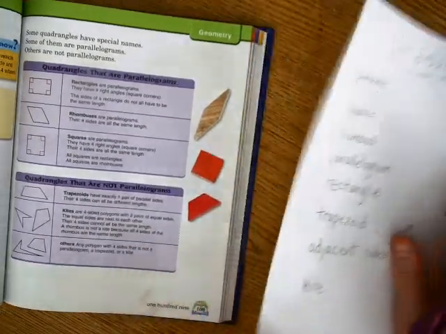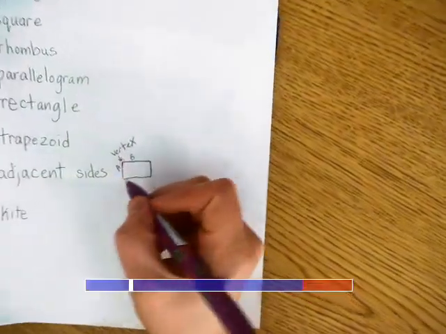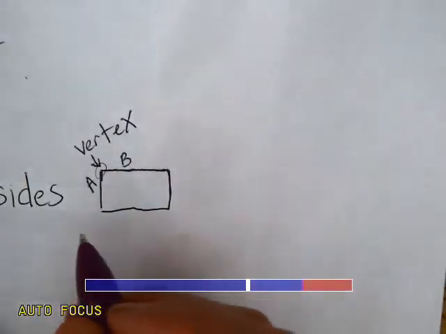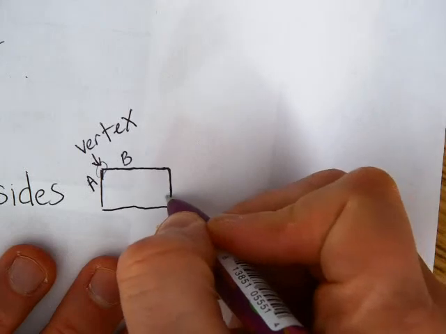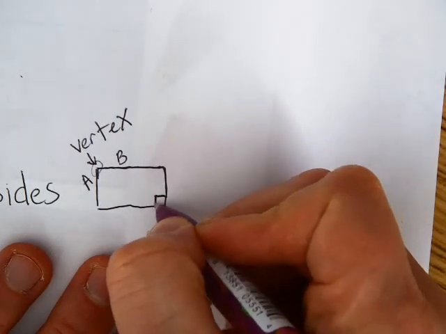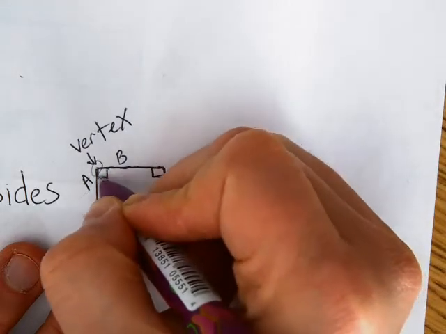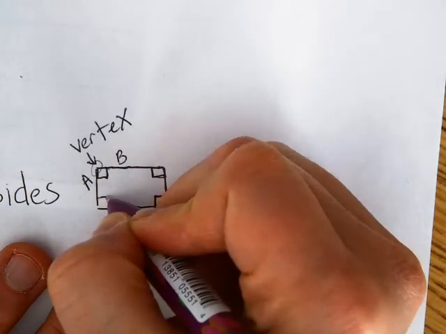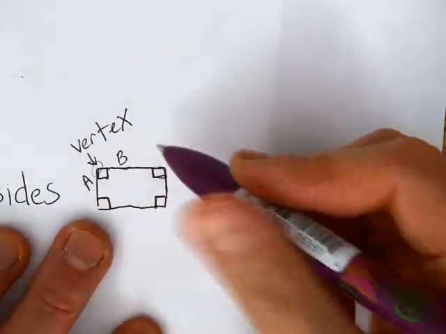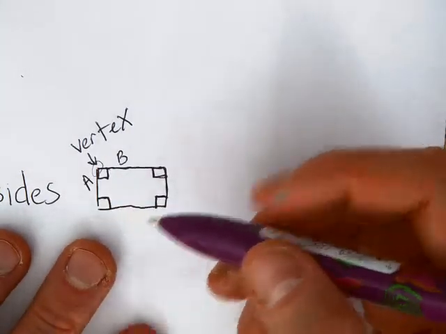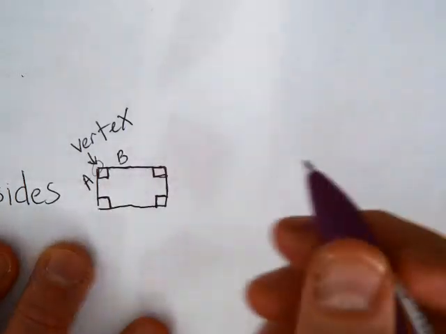So if we talk about this shape here that I've drawn with adjacent sides, this rectangle, we want them to be able to identify the right angles in here, find those, and be able to draw them just by putting a square in each corner where the right angle is. And we also want them to be able to name the quadrangles.